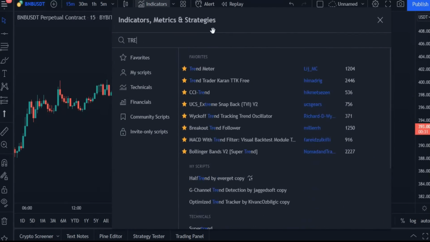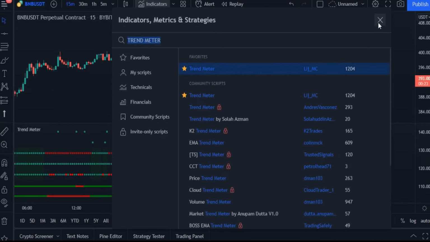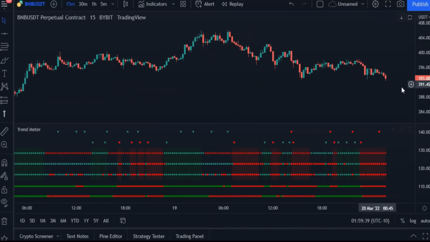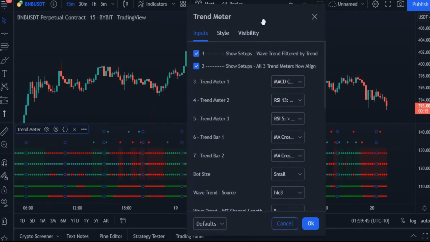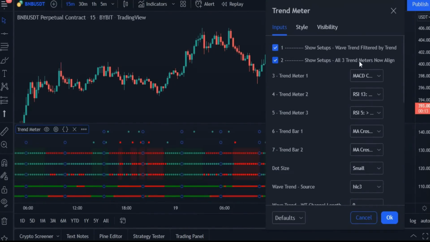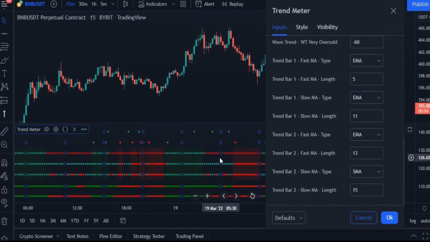In the search field, type trend meter and choose this indicator, which was created by LigMC. This indicator represents 7 strong indicators that confirm the signal when trading, so let's open the indicator settings and review them quickly. As you can see, this indicator contains several signals, such as the MACD crossover, RSI saturation signals, fast and slow moving average, and each line and point here represents one of these indicators.